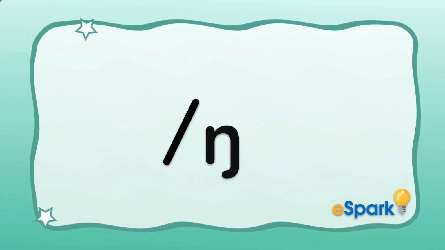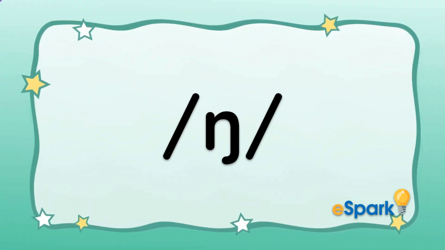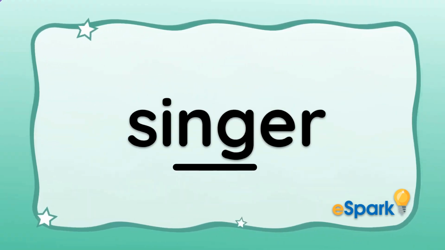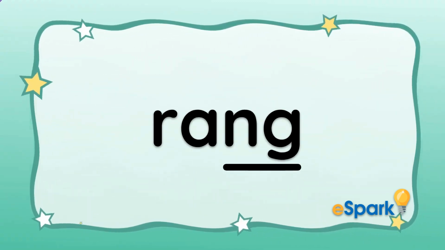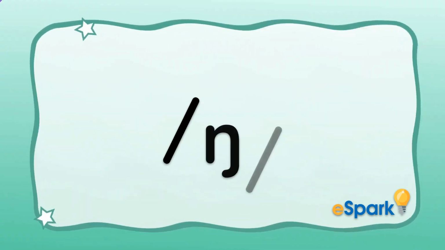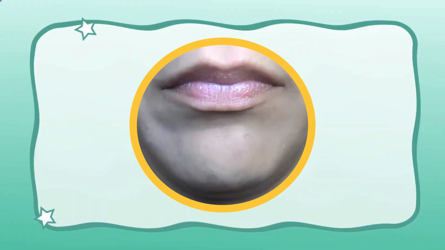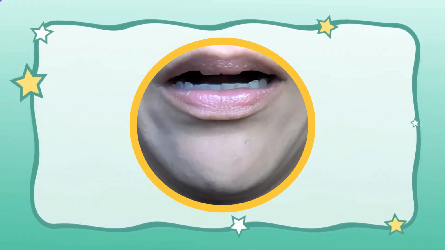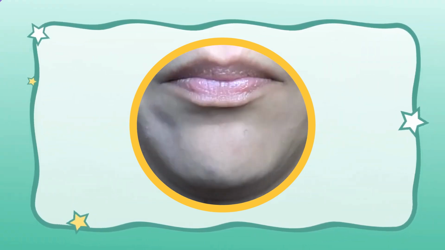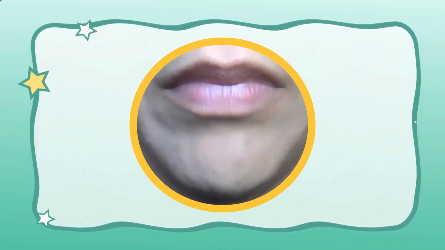Let's focus on the ng sound that can be heard in the middle of words like singer and in the end of words like in ring. To make the ng sound, place the back part of your tongue against the soft, squishy part of the roof of your mouth. The tip of your tongue should stay low in your mouth.